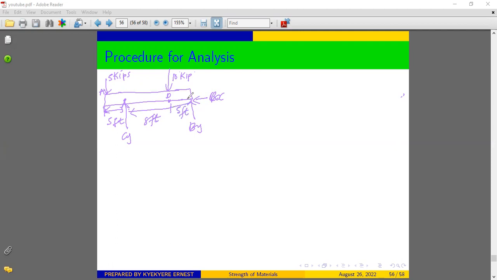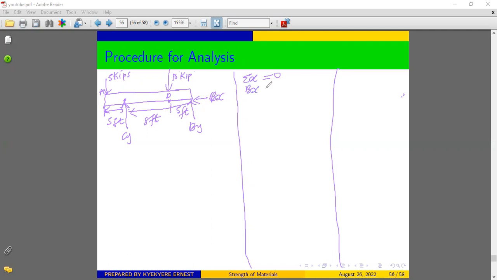So what we need to do is to determine the reactions at the supports using our equilibrium equations. So from there, we can say that the sum of x is equal to zero. And here we only have one x, so we can say that Bx will be equal to zero.